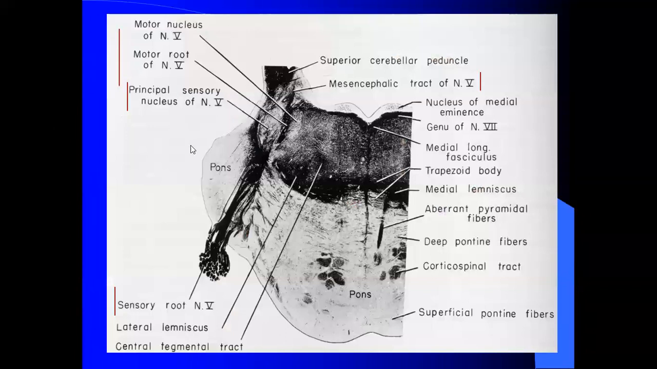And this is a great slide for showing us. So here we are, back to the same slide, but only a portion of it. Here's a sensory root of 5 coming in, this enormous root split up and then coming back. Principal sensory nucleus sits here, all right? Here, medial to that is the motor nucleus and the motor root coming out, all right? And here is the mesencephalic tract of the nucleus that will be going up. So this will be heading up to the mesencephalic nucleus.